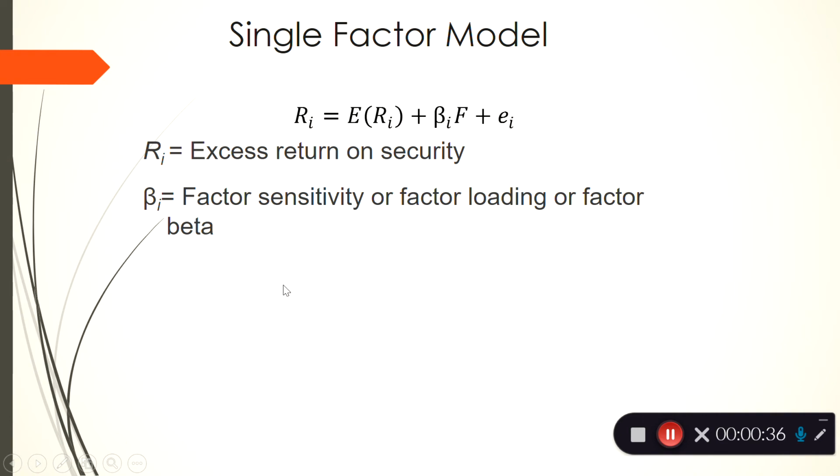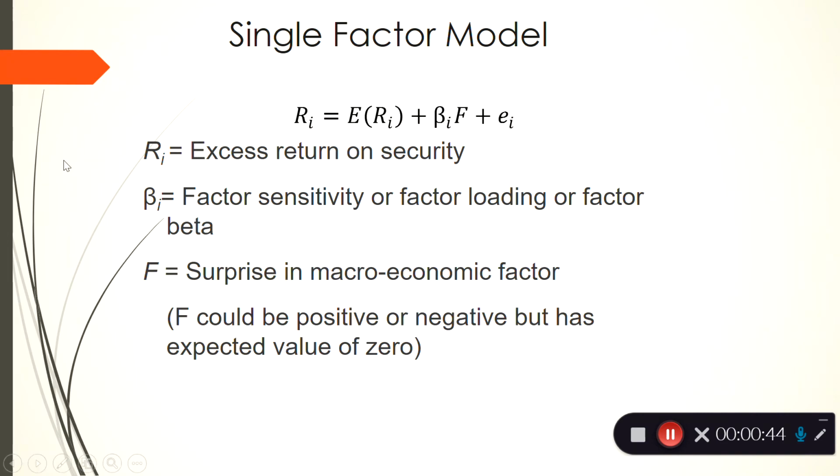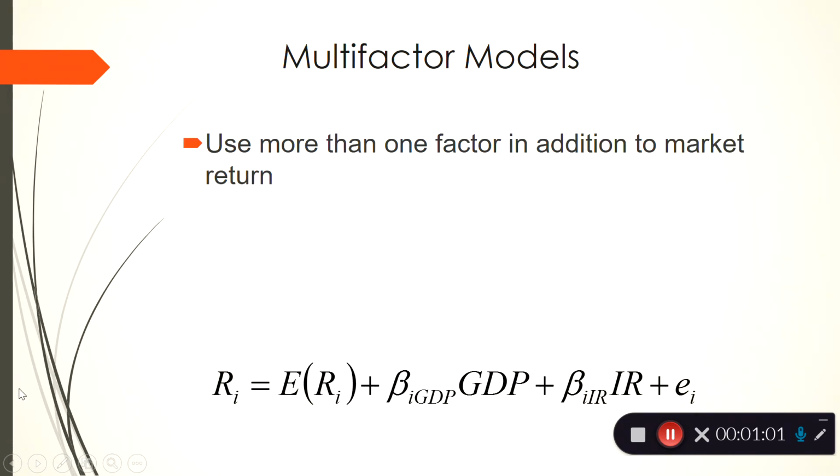CAPM is a single factor model where the beta is how the stock reacts to changes in the market. So you can have a variety of different single factor models. In this case, this is written in the generic form where F is the macroeconomic variable. F could be positive or negative, but has an expected value of 0. And then firm specific risk is that error term.